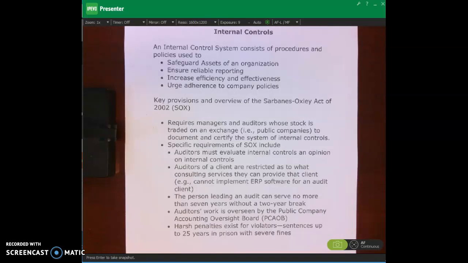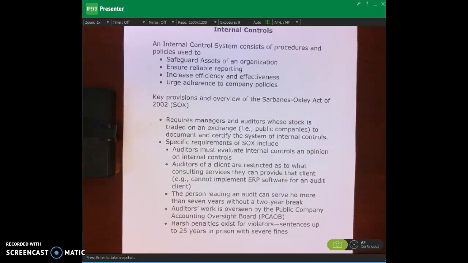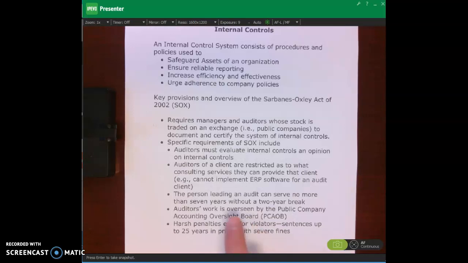Auditors are also restricted in what consulting services they provide a client. So if the auditor audits the books of this client, they should also not be the ones to install the financial accounting system for that client. Okay? And that's what I'm saying here. They can't implement ERP software. ERP software often runs accounting functions for an audit client. Okay? There's also the rule that the person leading an audit can't serve more than 7 years without a 2-year break.